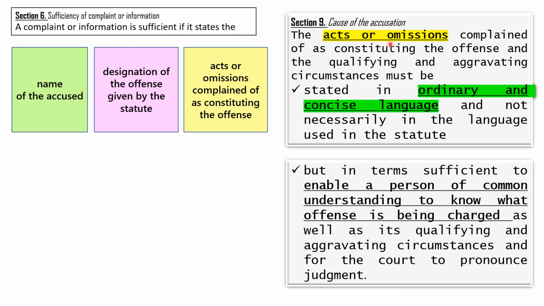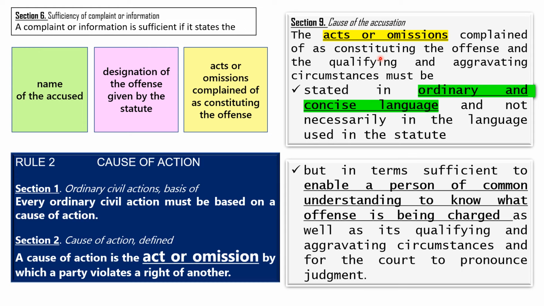Ano ba itong acts or omission? If you compare this to your civil case, actually this is your cause of action. Diba sa civil cases, every ordinary civil case must be based on a cause of action. And what is a cause of action? It is an act or omission by which a party violates a right of another. So this is the equivalent of your section 9.